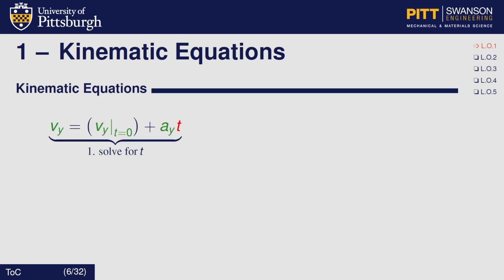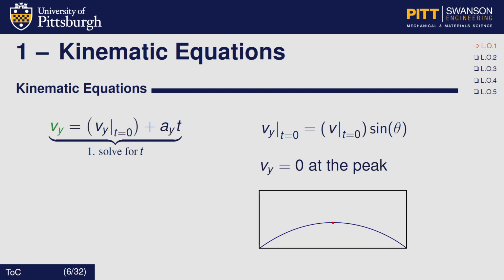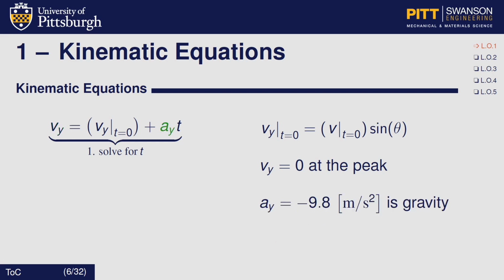The first one that we will use is that v sub y equals the initial y velocity plus the acceleration times the time elapsed. In this equation, the only unknown is the time t. We know that the initial y velocity is calculated as the sine component of the initial total velocity, and that the y velocity is 0 at the peak of the trajectory. And we know, of course, that acceleration is negative 9.8 meters per second squared, as that is the acceleration due to gravity on Earth. These three things allow us to directly solve for t later.